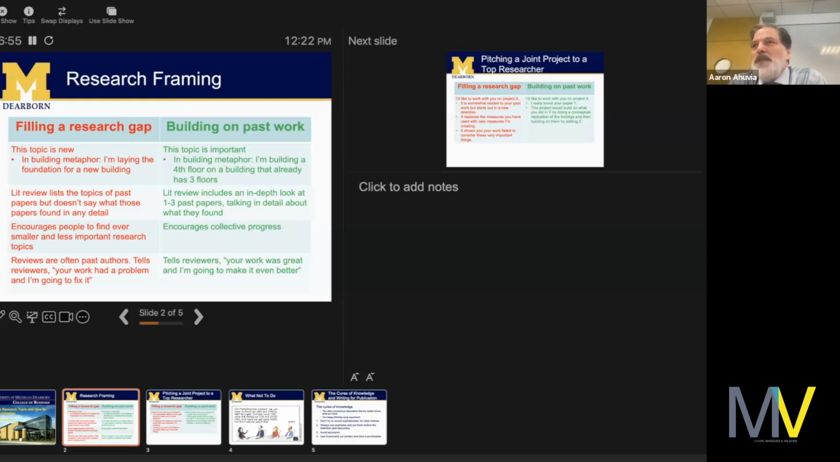So the two major symptoms of this are literature reviews that don't really talk about past findings. And that's because they don't want to build on past findings. They want to pretend there are no past findings. And then finding ever tinier things to write about as a result.